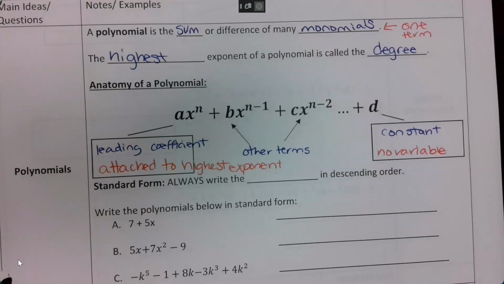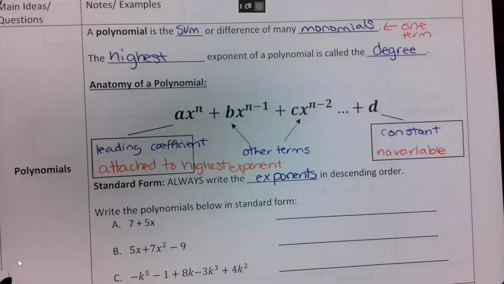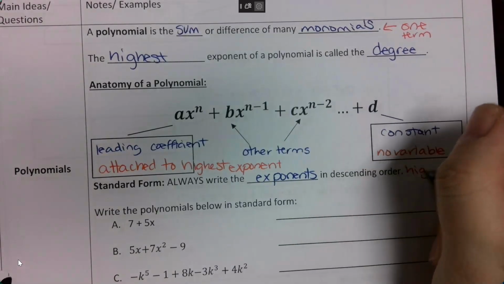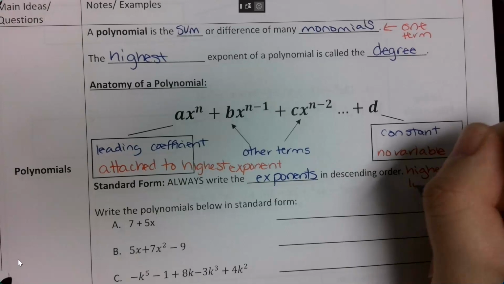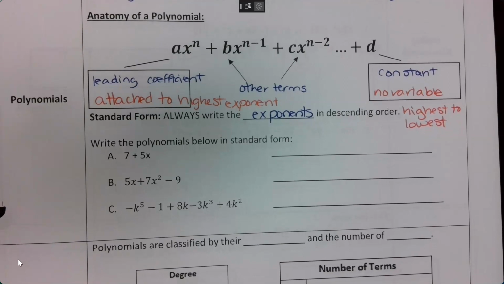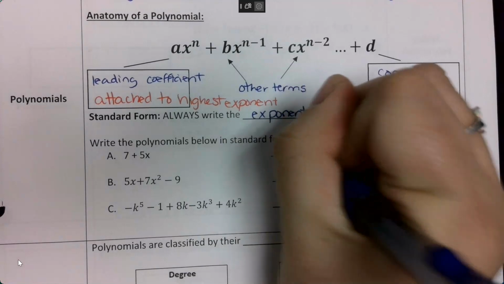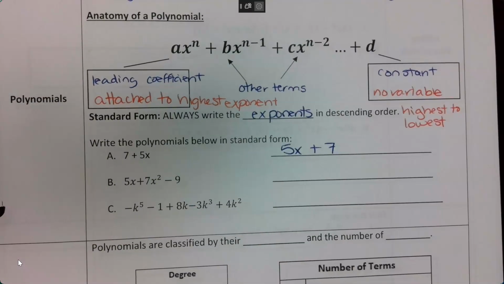Okay, so when I do this, I want to always write my exponents in descending order. That's highest to lowest. Okay, so on the first one, it wants me to write the polynomials in standard form. This first one, I'm going to write the variable one first, so I go 5x, and then I write the number all alone at the end.